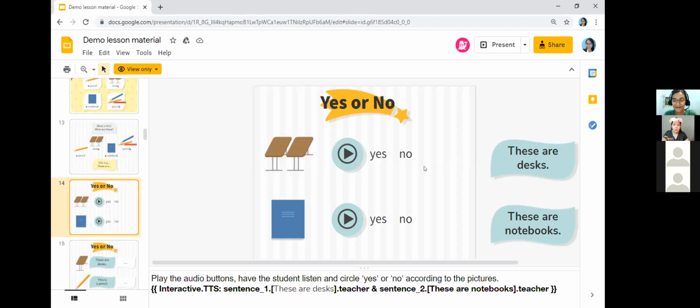And then again, what I always remind other applicants, if you see a button like that, it means you can play it. Just press that button and it will play. So if ever it doesn't play, that's the time that you can say it. You can read this.